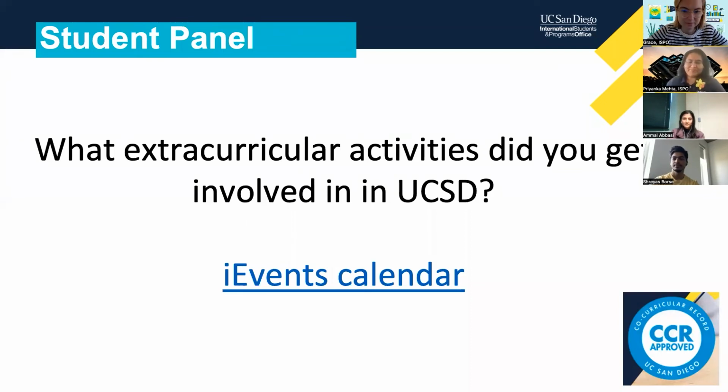Yeah, I think this calendar already shows a lot of information and a lot of really fun activities. And there is also the Outback Center at UCSD that provides a lot of outdoor activities. I went to Joshua Tree with them, went camping there and saw the beautiful stars. It's amazing. So yeah, definitely the iEvents calendar and also Outbacks for some trips.